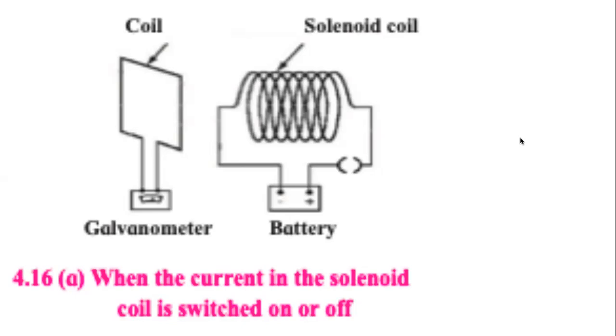There was a wire and we were shaking. We were moving the magnet. When we move the magnet, we change the magnetic field. So here also, just by switching the circuit on and switching the circuit off, we can change the magnetic field, and when the magnetic field changes, it will produce electric current.